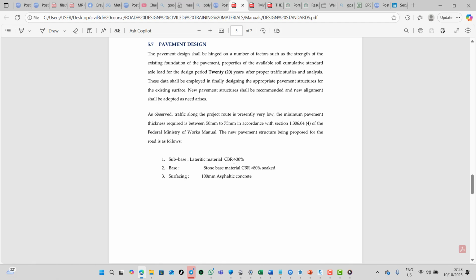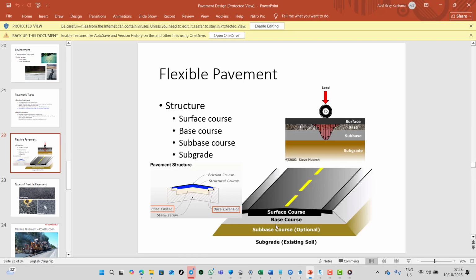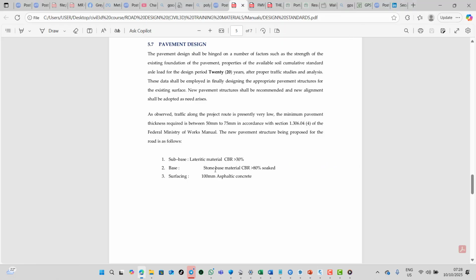We have the sub base lateral material, CBR should be greater than this. So we have our base, under our base, based on this cross section that we have here. You know, we said we have a cross section of our pavement. So this is the base here, which is the one following the surface course. After your surface, we have the base course. So that base course, now this is what we should have. It should be stone based material, and the CBR should be greater than 80% soaked.